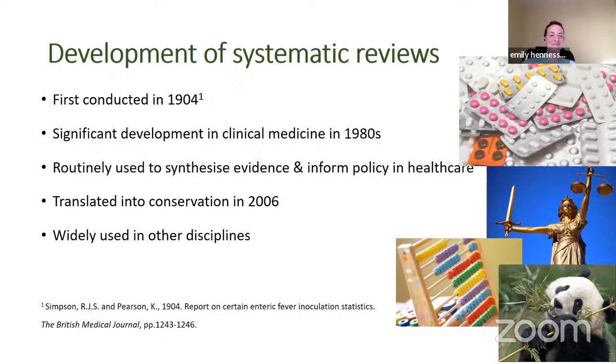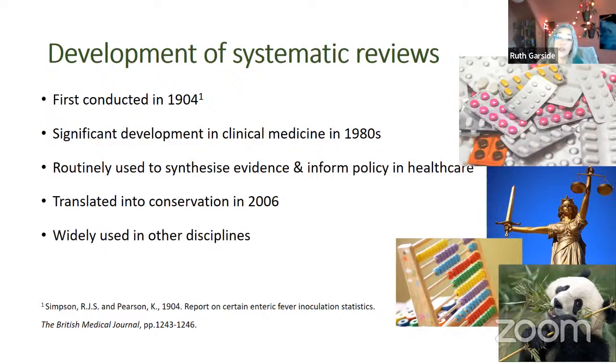Okay, so just a little bit of the history of systematic reviews. Slightly unbelievably, the first one was done back in 1904. And again, this was in a health topic, but it really didn't start to take off in significant ways until the 1980s, in the field of clinical medicine. It's now routinely used to synthesize evidence and inform policy in healthcare. It's the go-to summary, and very much an expected part of what research does.